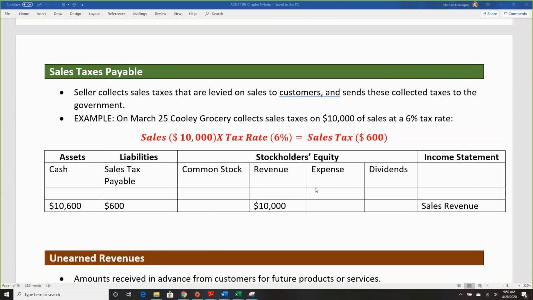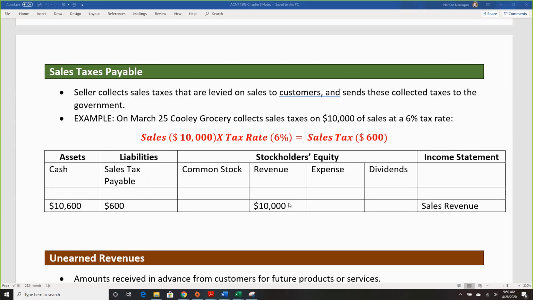And when we put it on our table, we have to total the cash. Just think of it in the eyes of the customer. So 10,600 is paid to us. 600 of that is sales tax, and we're going to have to give that to the government. So we need that to be a payable. We're going to pay the government that money, so a liability exists.